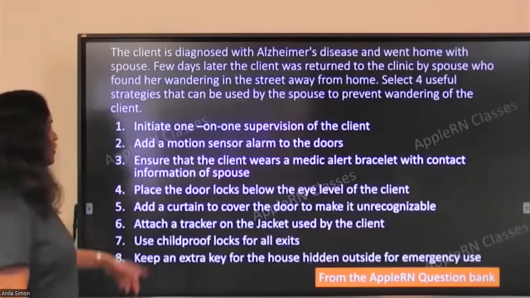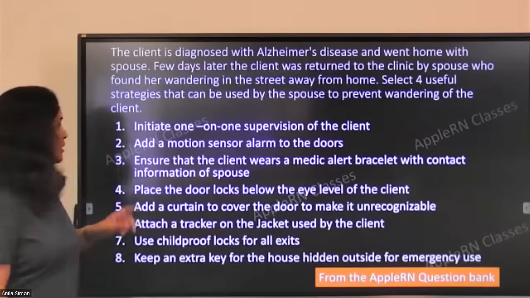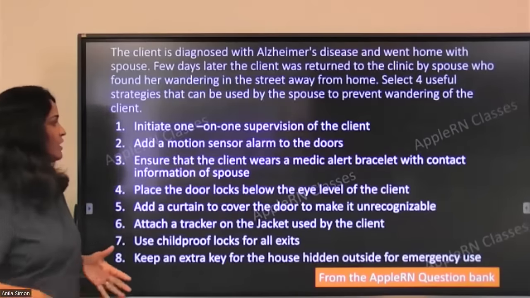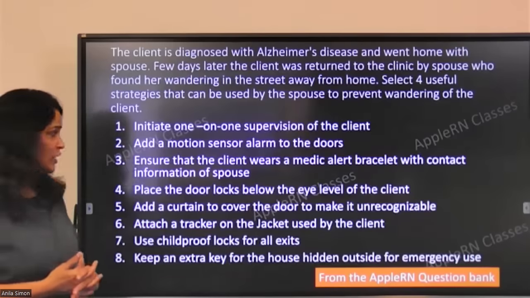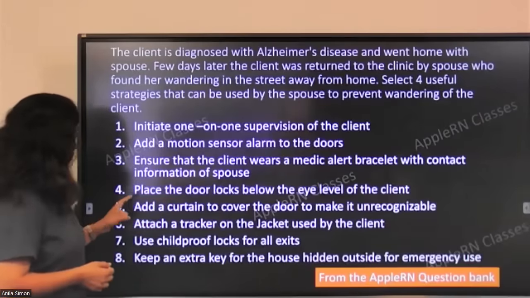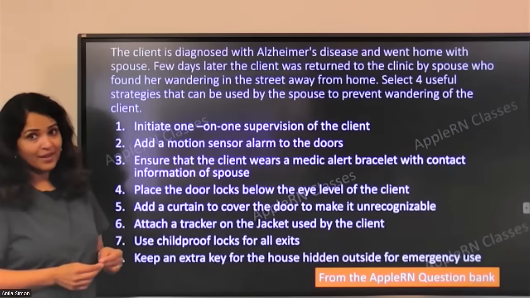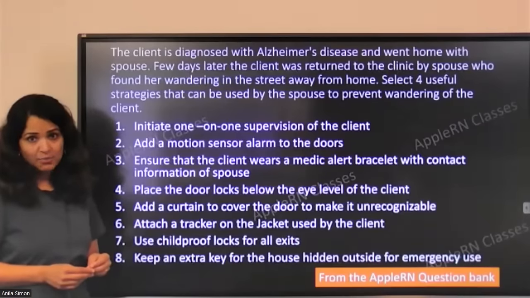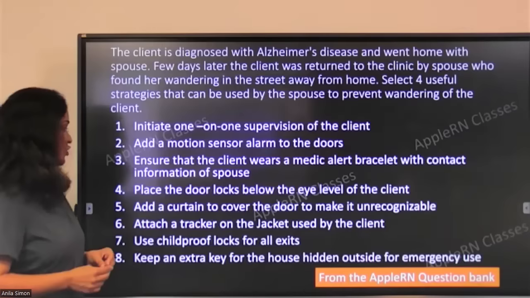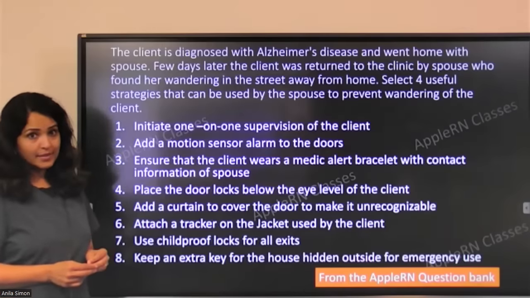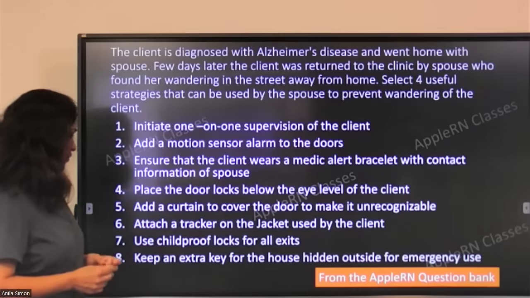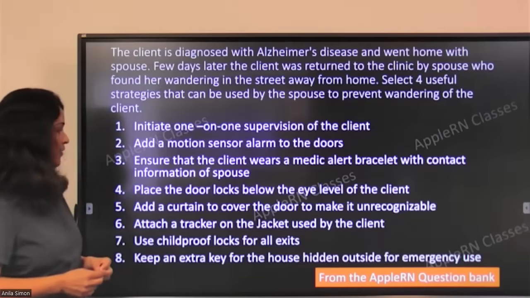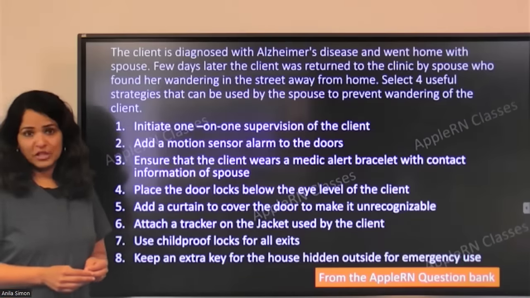Number 1, initiate one-on-one supervision of the client. Number 2, add a motion sensor alarm to the doors. Number 3, ensure that the client wears a medical alert bracelet with contact information of the spouse. Number 4, place the door locks below eye level of the client. Number 5, add a curtain to cover the door to make it unrecognizable. Number 6, attach a tracker on the jacket used by the client. Number 7, use childproof locks for all exits. And number 8, keep an extra key for the house hidden outside for emergency use.